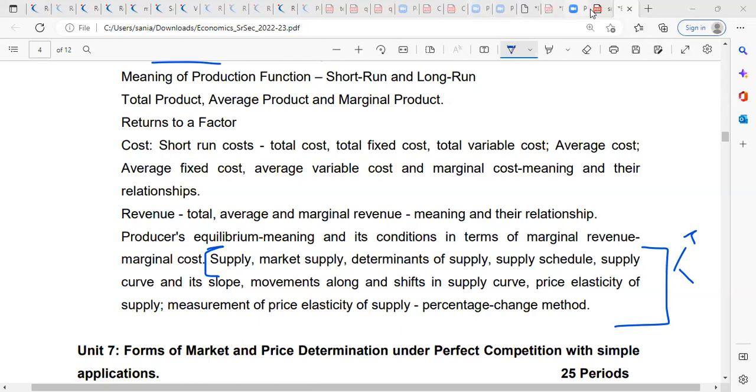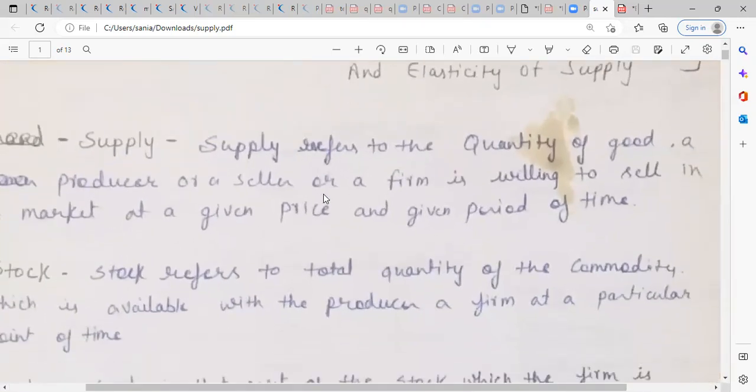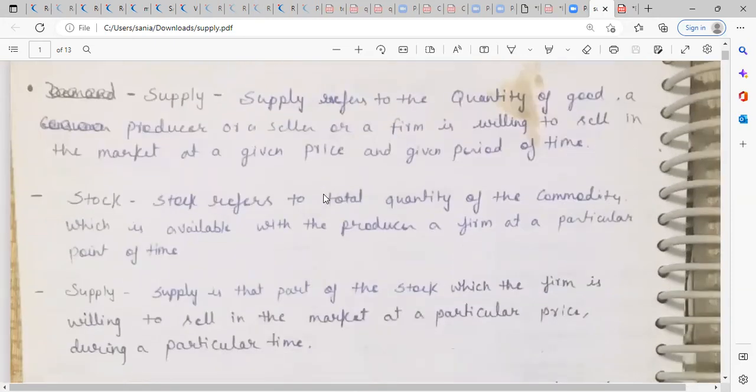Okay, so let's just start with the chapter basically. As this chapter is simple, first of all, we need to understand what this chapter is demanding. These are the handwritten notes which we'll be referring to. So first of all, the question is, ma'am, what is supply, right? Supply refers to the quantity of good a producer or a seller or a firm. There are three kinds of people who do supply, right? Demand is done by the consumer and supply is always done by the producer or the seller or by the firm.